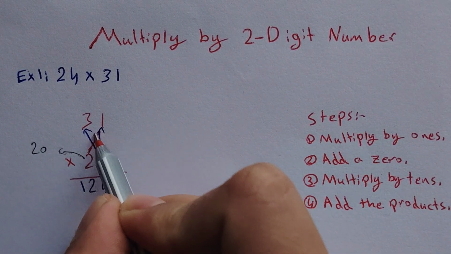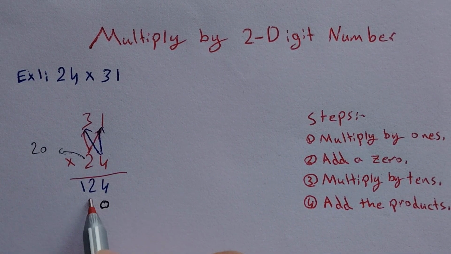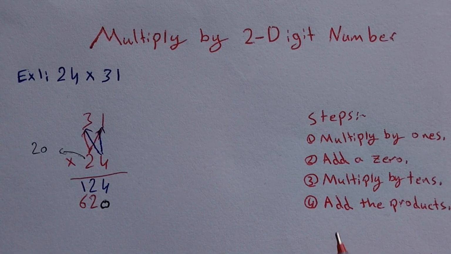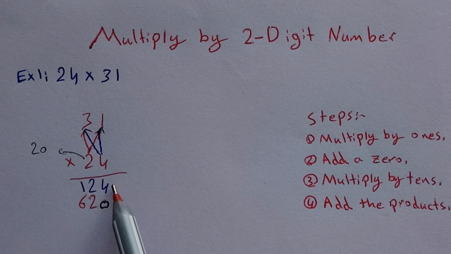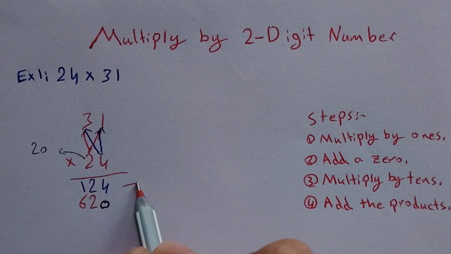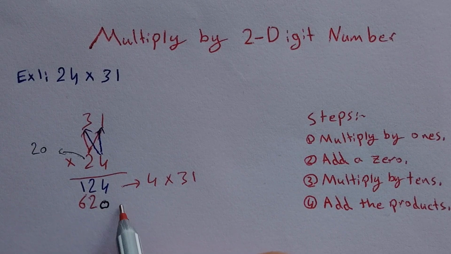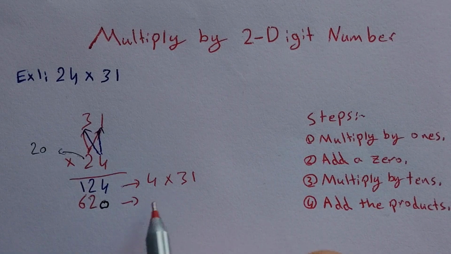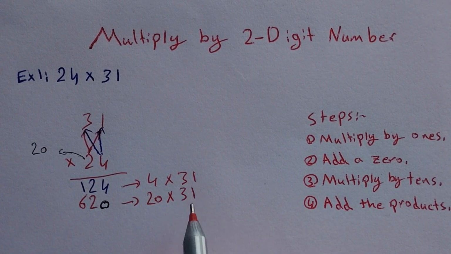We multiply the 2 to the 1 and to the 3. It will be 2 times 1, which is 2. Then 2 times 3, which is 6. Now, the last step says add the products. Remember, we have two products here. The first product, we got it from 4 times 31. The second product, we got from multiplying the 2, but remember the value of the 2 is 20, so we got that product from 20 times 31.